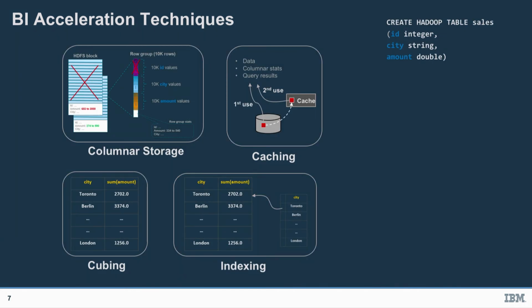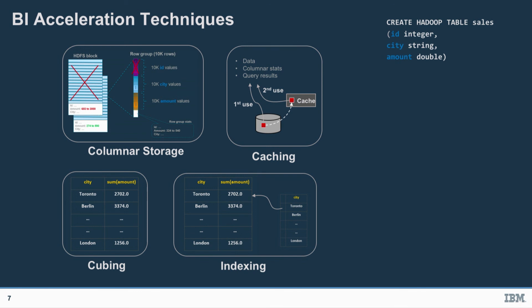Now you may ask, so what's the secret sauce behind these tools? What is it that these tools can do that SQL engines on Hadoop cannot do? And it comes down to four optimization techniques, the ones you see in the slide here. Columnar storage, cubing, also known as materialized views, indexing, and caching. For those of you in the audience that are not too familiar, I'm going to go quickly over them.